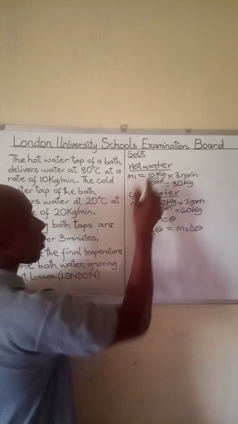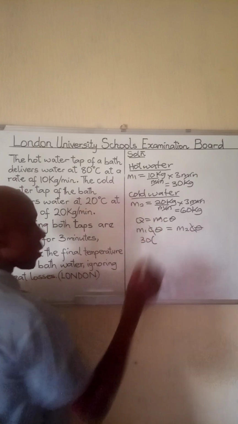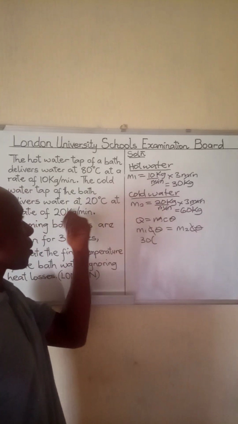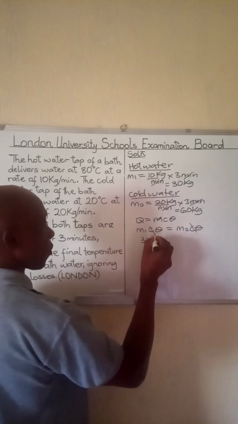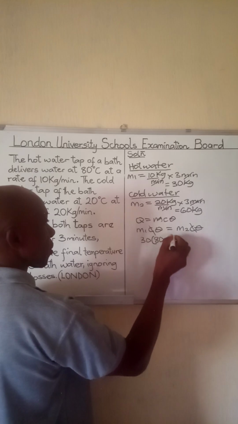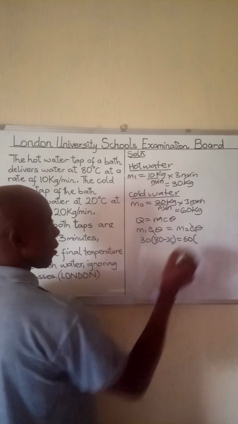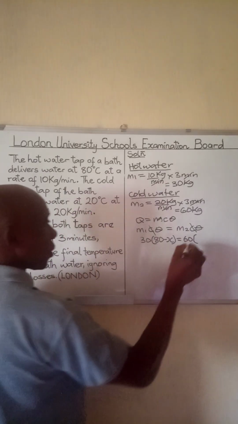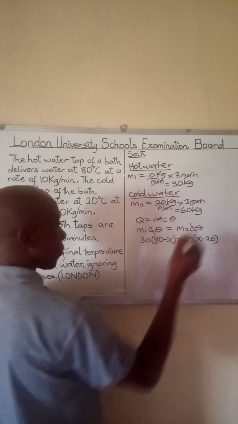So we have that M1, the mass of hot water, is 30. Theta is the temperature change. Remember, the hot water was initially at 80 degrees Celsius. So when it mixes with the cold water, the temperature will drop. So let's assume X is the final temperature of the mixture. So the theta, or change in temperature, will be 80 minus X for the hot water. For cold water, the mass we know is 60. And definitely the final temperature will be higher than the initial temperature of the cold water. So the change will be X minus 20, where X is the final temperature of the mixture.